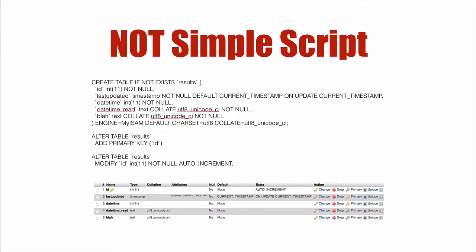So this is what you need to do. You need to create a database. And inside there, you're going to create a table called results. You want to have an ID as one of the fields. It's going to be an integer, not null. It's also going to be your primary key, and it auto increments. How's that for exciting? Another field will be last updated. It's a timestamp, and you want it to update. There's going to be a field called date time, and it'll simply be an int or an integer. There'll be a date time underscore read, which is a text field, and then there'll be one called blah. Now that's just my fancy way of dumping data in there without doing any kind of work.